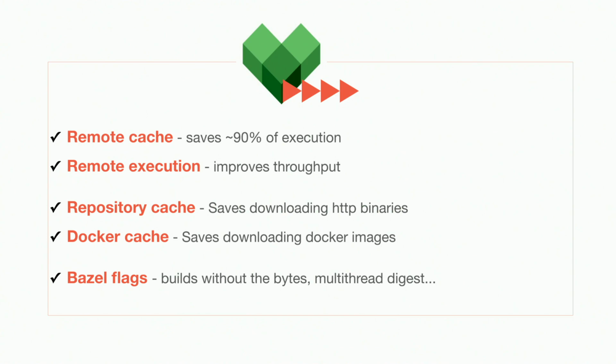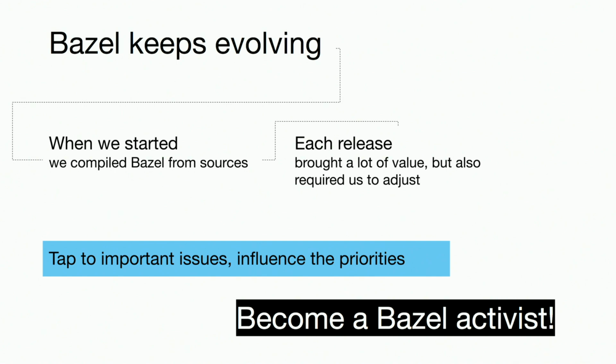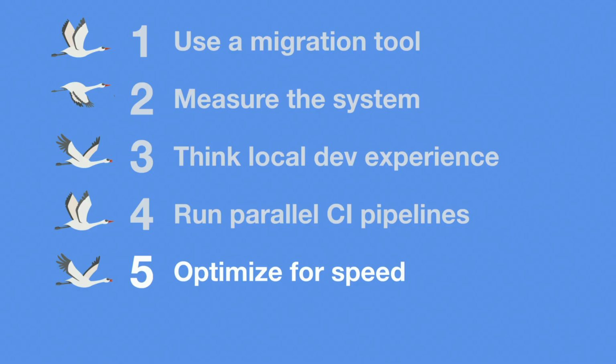On that point, I think it was very beneficial for Wix to be a very active member of the community. Wix is a co-maintainer of rules_scala. We make sure that we're very much on top of any issue, any new feature that's about to happen. Whenever there's a new release candidate, we make sure that we test it against all of our repositories. I really think that if you're planning to use Bazel, become a Bazel activist. It can really work well for you. So number 5 is optimize for speed.